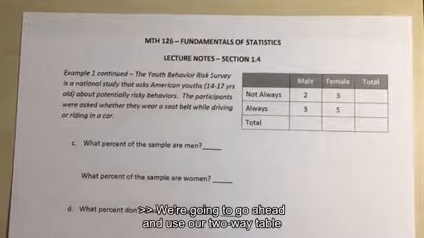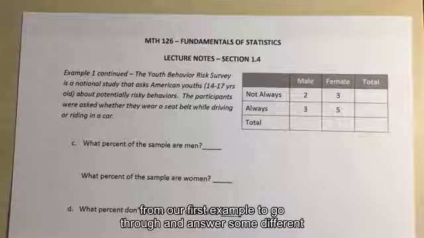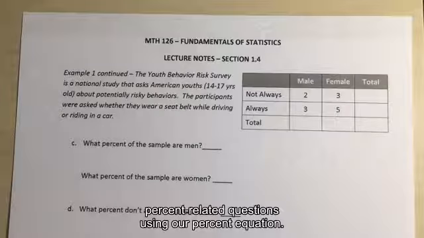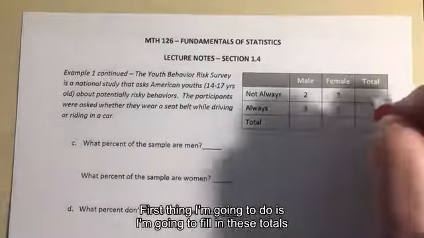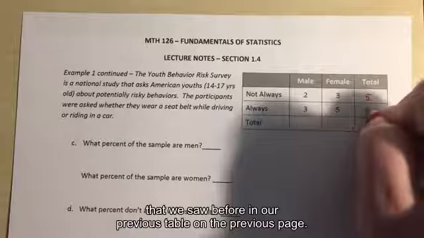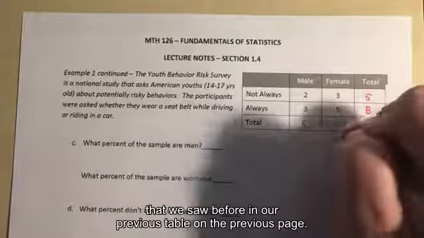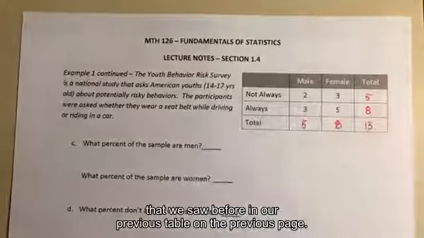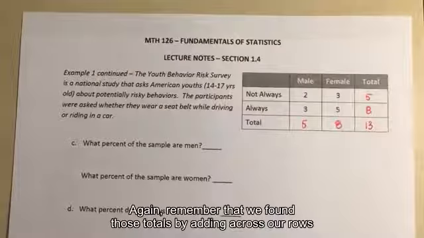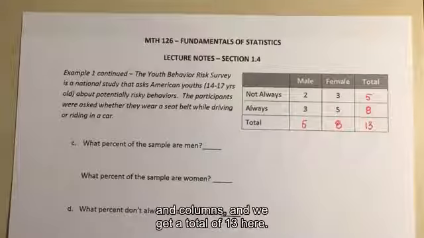Right, so we're going to go ahead and use our two-way table from our first example to go through and answer some different percent related questions using our percent equation. First thing I'm going to do is fill in these totals that we saw before in our previous table on the previous page. Remember that we found those totals by adding across our rows and columns, and we get a total of 13 here.